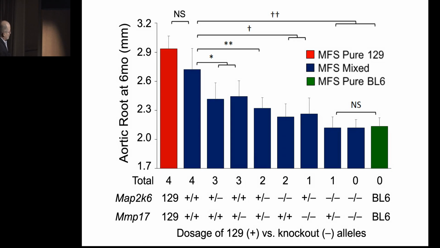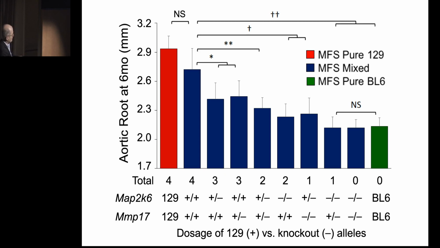So here what we did is we took those mixed mice and we binned them by virtue of how many wild type 129 alleles they have at both MAP2K6 and MMP17. As an alternative, we introduced null alleles for both MAP2K6 and MMP17, true knockout alleles.